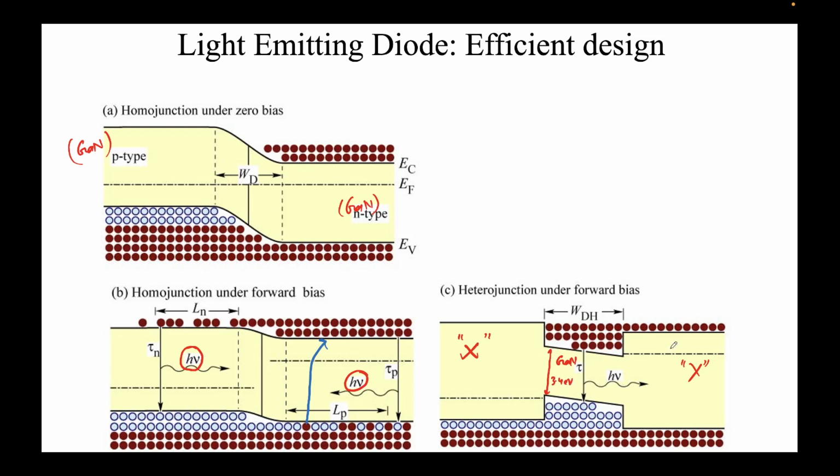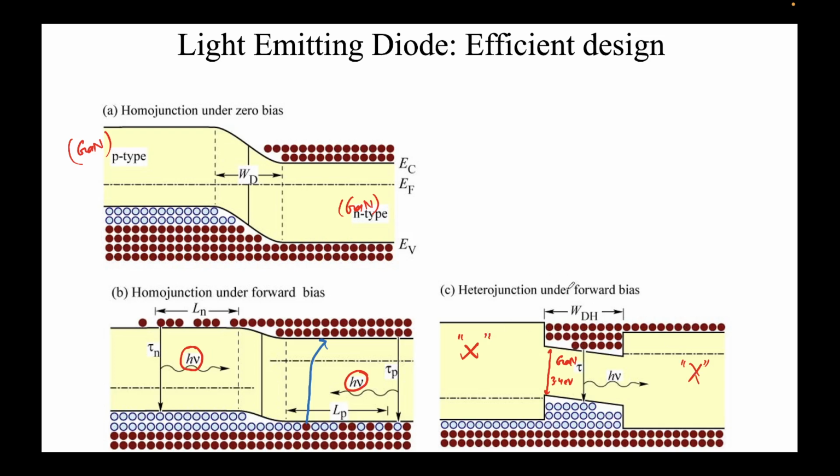Now this photon is useless because the band gap you can see on the right side or on the left side is much larger than 3.4 eV. So this 3.4 eV photon will not be absorbed either on the left or on the right. This is a much better design than the homojunction design.